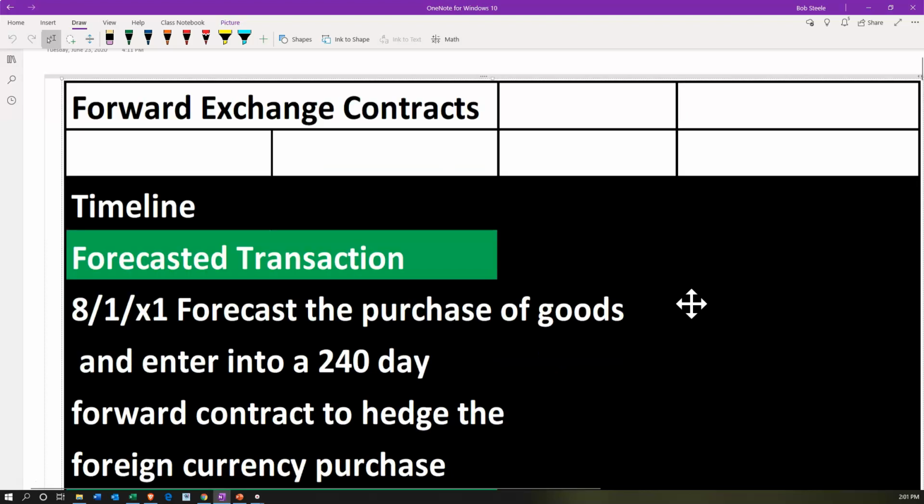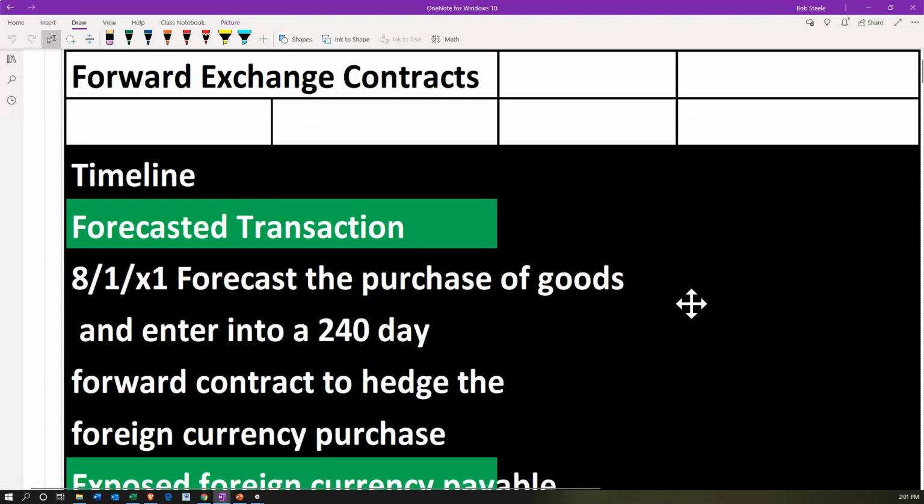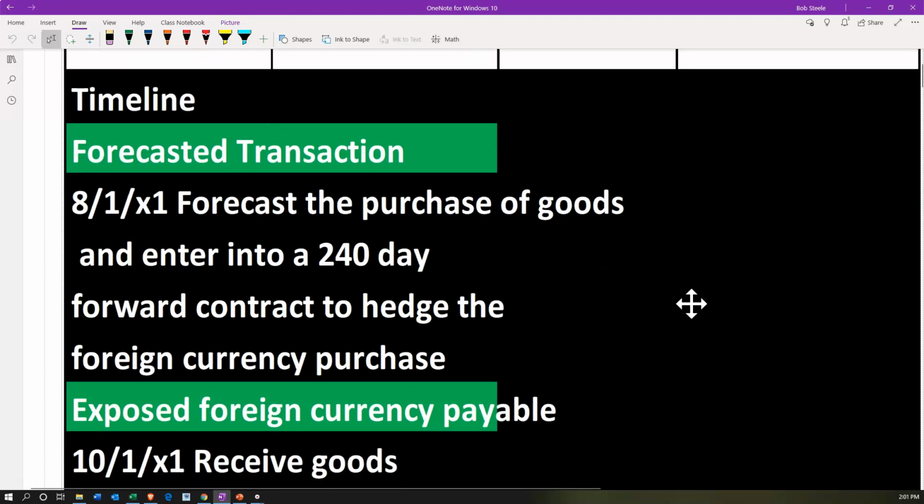So we have the forward exchange contract timeline then. Forecasted transaction. So this is a forecast for a transaction to take place. The transaction that will be taking place is the purchase of inventory. It hasn't happened now. We don't have a contract for it to happen, but we believe it's going to happen in the future. We predict it's going to happen, but there's no formal agreement for it.